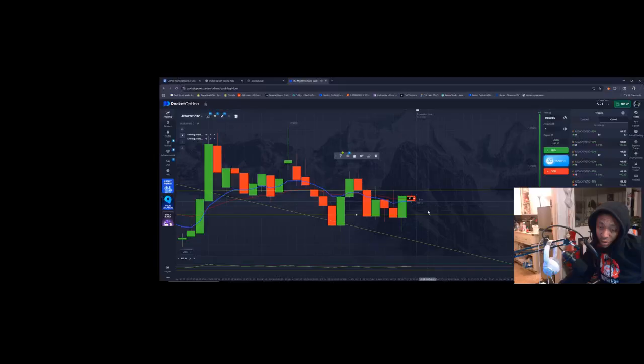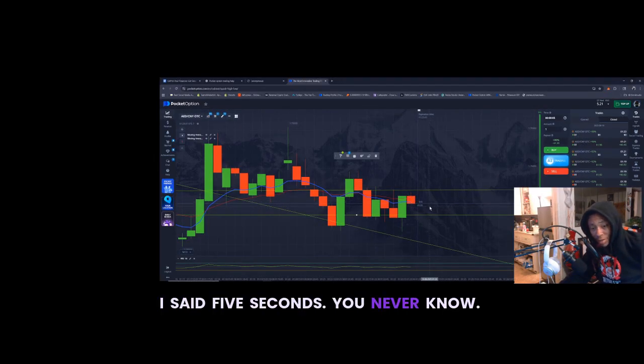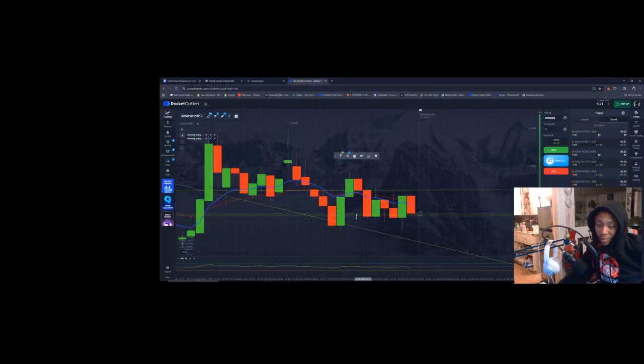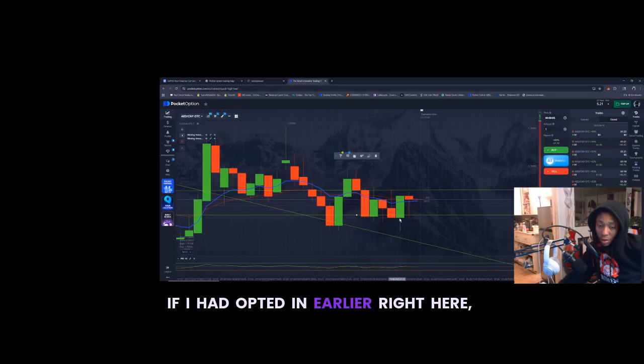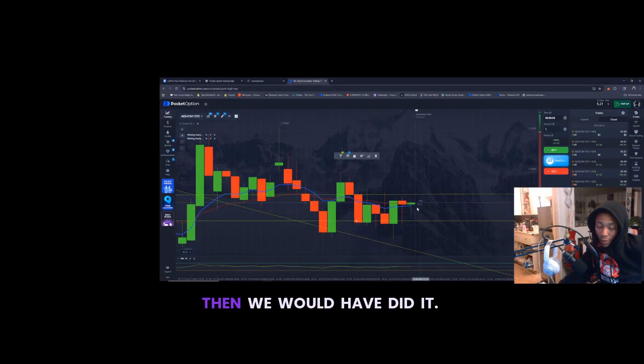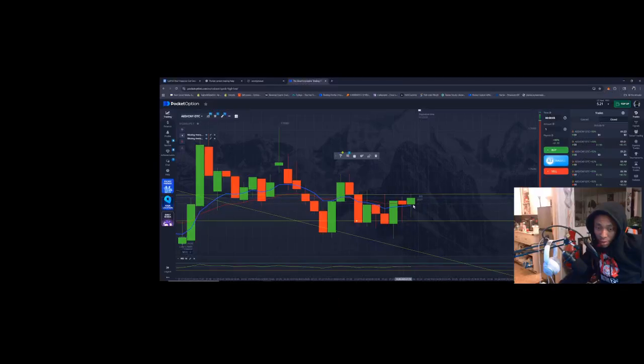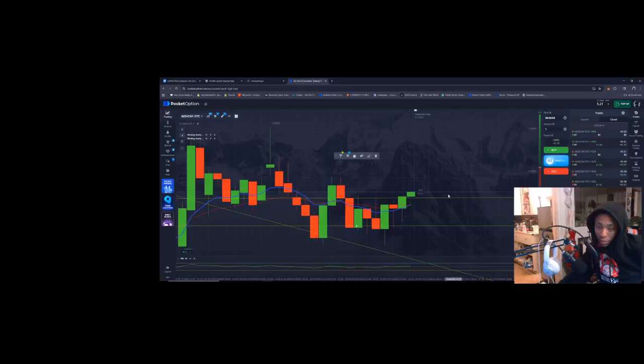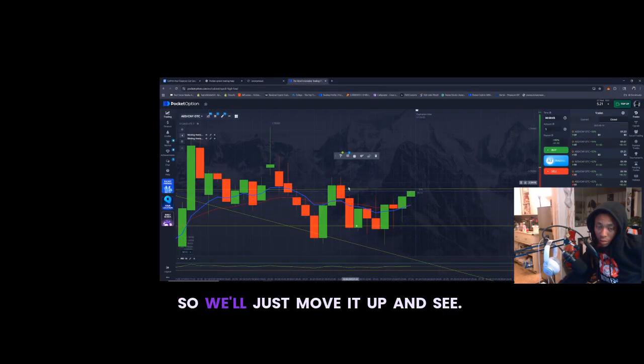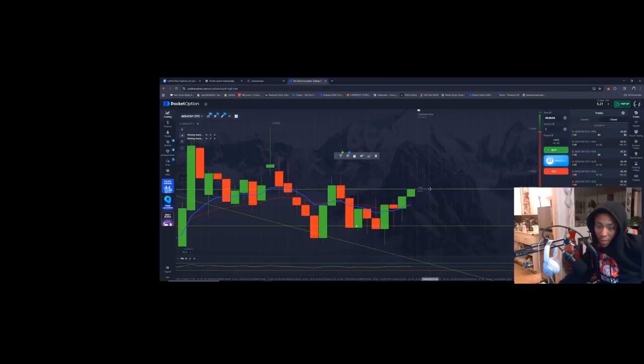Oh, unexpected, but hey, that's it. 5 seconds, you never know. See, there's that consolidation. If I had opted in earlier right here, then we would. So there's consolidation right here. If it breaks this resistance, we'll test it up here. So we'll just move it up. See. So clearly resistant.